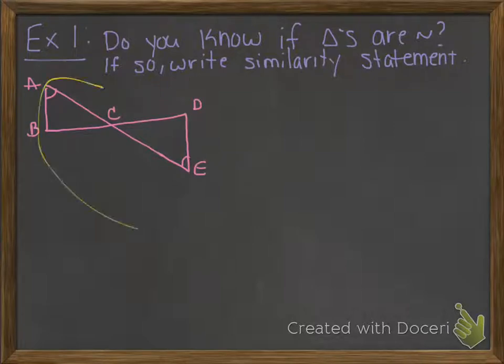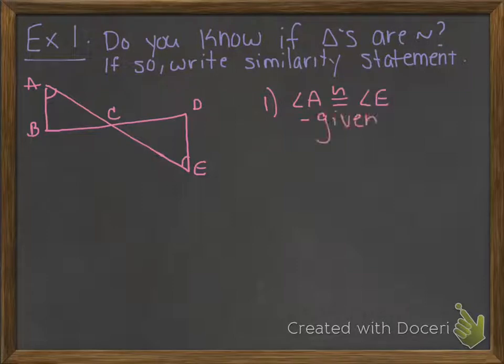Alright, so here are my triangles that we're looking at. We're looking at triangle ABC and triangle CDE, and I want to know if they're similar. So the only thing we know right now is AA. So I'm going to look for two angles. The first angle I know is that angle A is congruent to angle E. I know that because that was given to me in my problem. The next thing I know is going to come from these two lines that form an X.